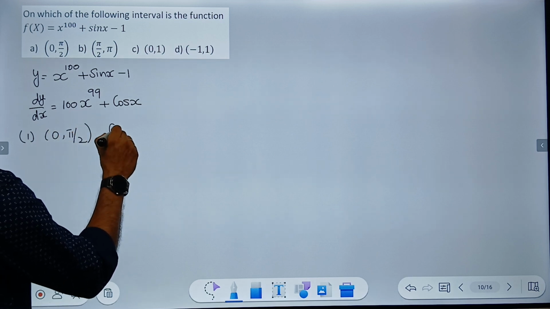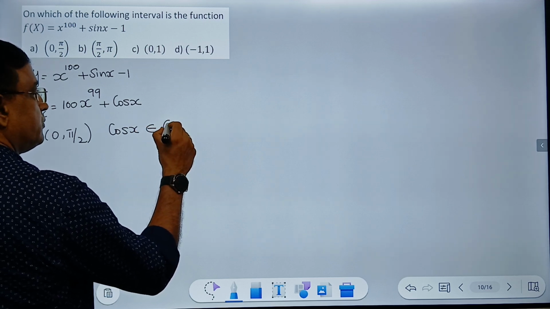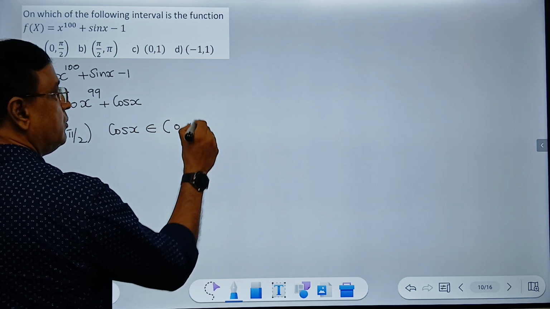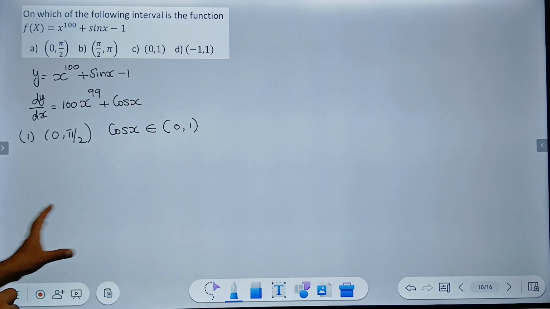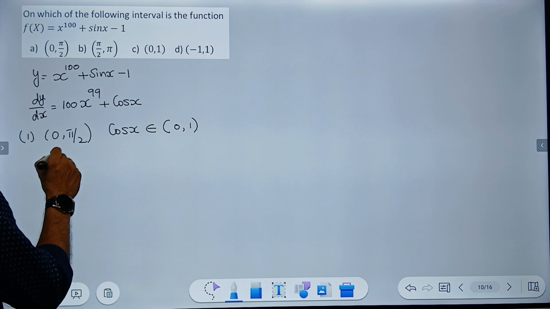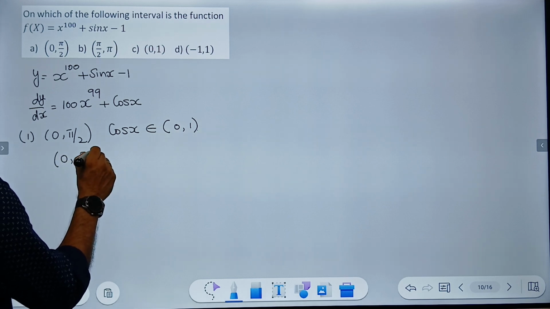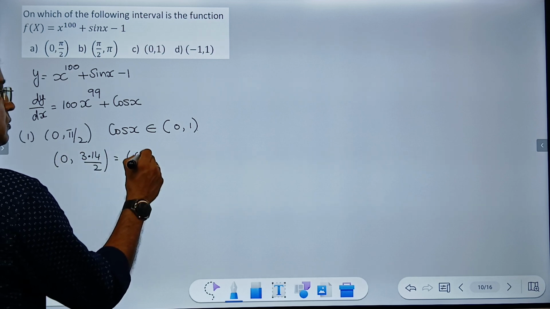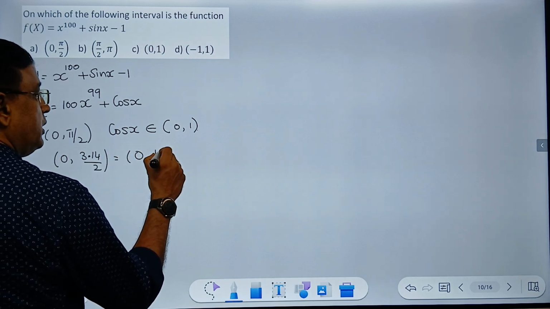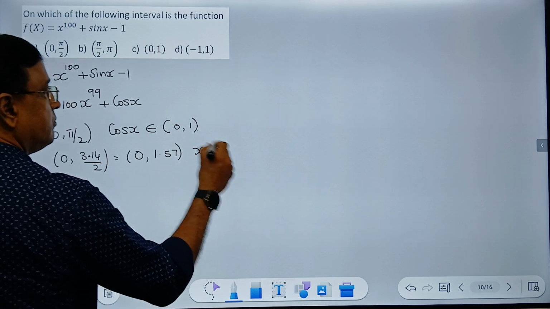In 0 to pi by 2, cos x is always positive. It lies between 0 and 1. And 0 to pi by 2 is nothing but 0 comma 3.14 divided by 2, which is 0 comma 1.57.